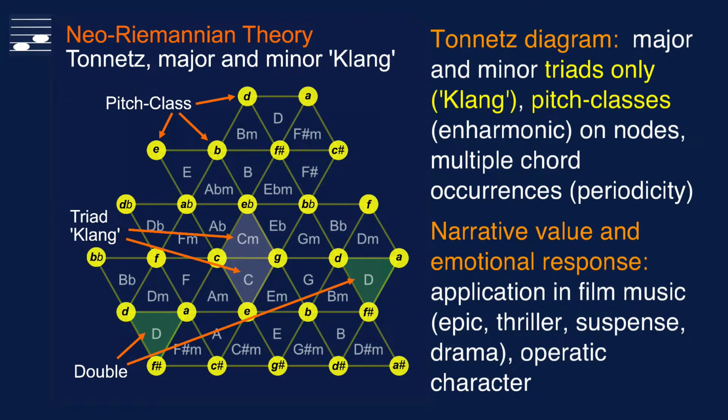Riemannian transformations have been assigned a specific narrative value that will trigger a listener emotional response. These non-diatonic triad movements by thirds have an operatic flavor and have returned in various film music genres, mostly of the symphonic, epic, suspense and dramatic kind.